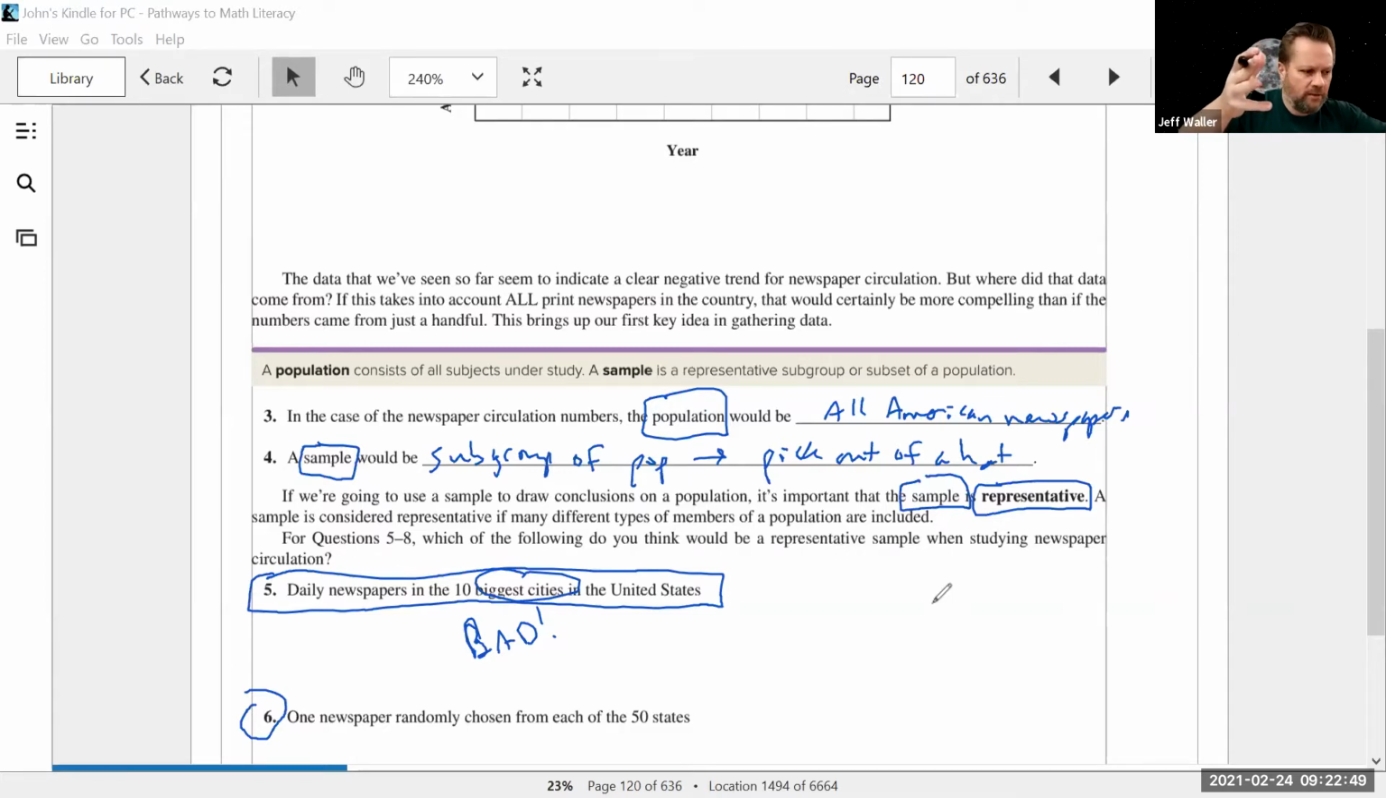You guys agree with me? If I randomly choose a certain number of newspapers from every state, that's becoming a much better sample, right? Okay, I like it. Okay, let me clear all this away so I can move.